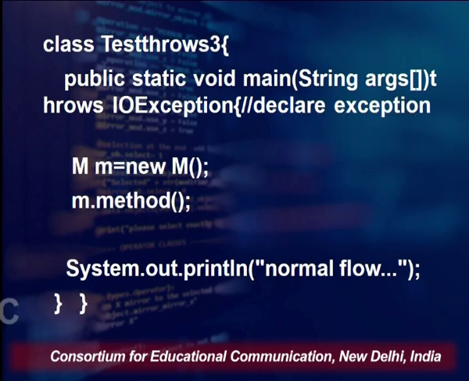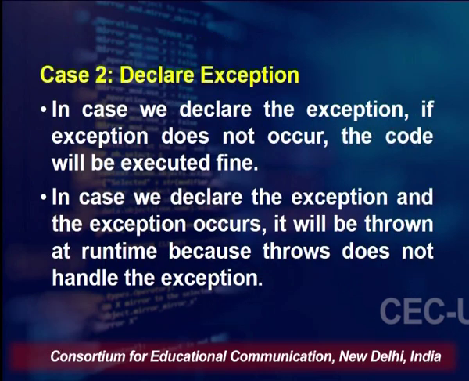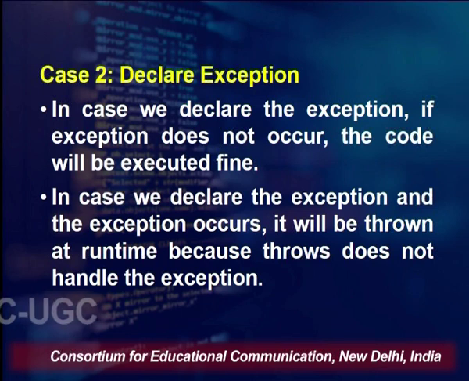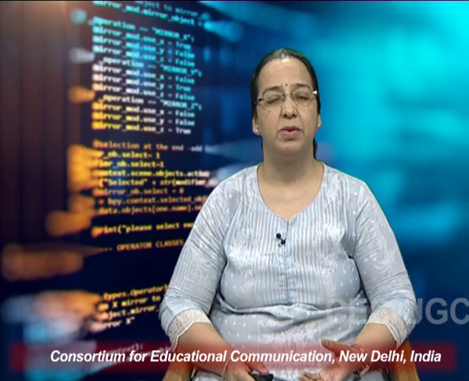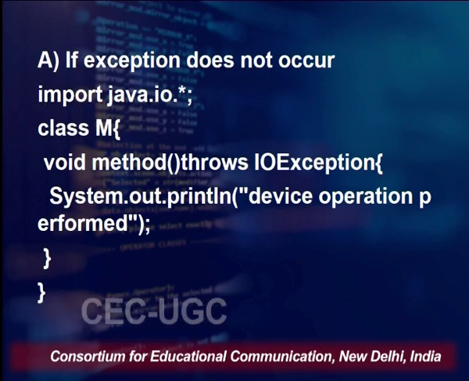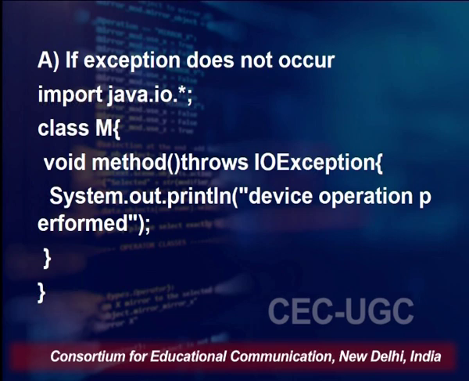So, now the situation comes as case 2, in which the exception is being declared, but not handled with the help of a try-catch method. In case this exception occurs, it will be thrown at runtime because there is no handling mechanism. Here we have the statement "device operation performed" written inside that method, and then the normal flow. That means the exception is not being raised.